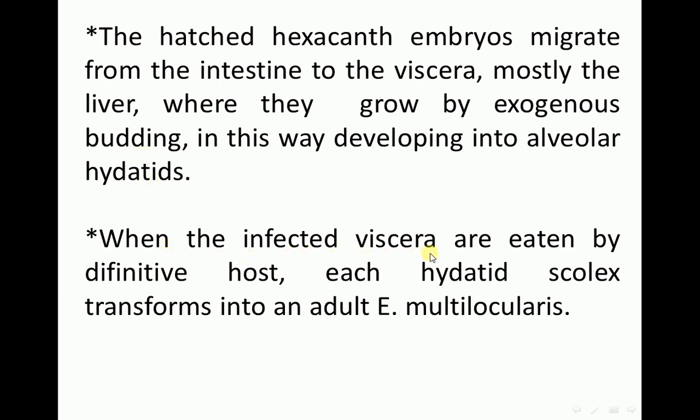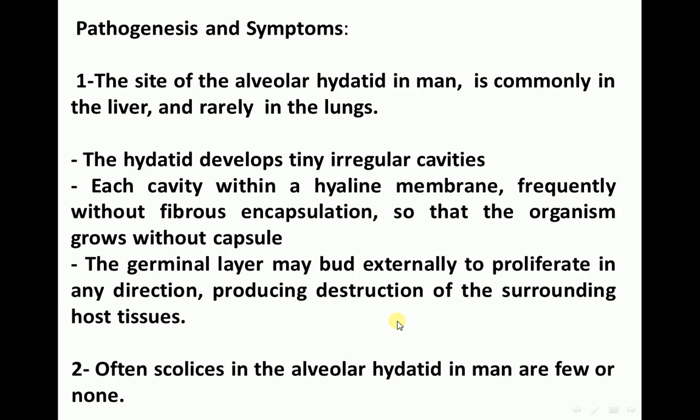When the infected viscera are eaten by the definitive host, each hydatid scolex transforms into an adult form. Pathogenesis and symptoms. The site of the alveolar hydatid in a human is commonly in the liver and rarely in the lungs. Hydatid develops tiny irregular cavities. We notice the presence of small irregularly shaped cavities.